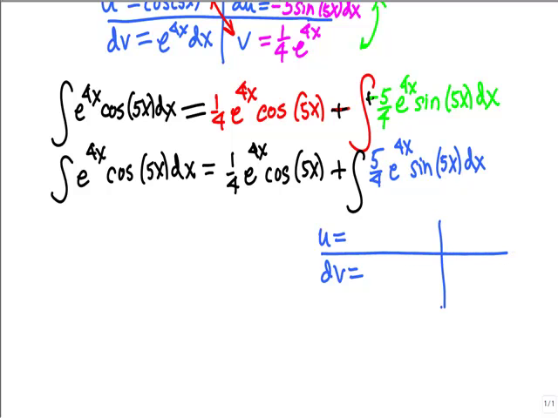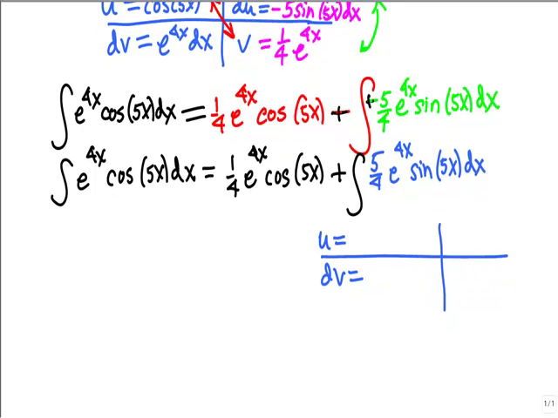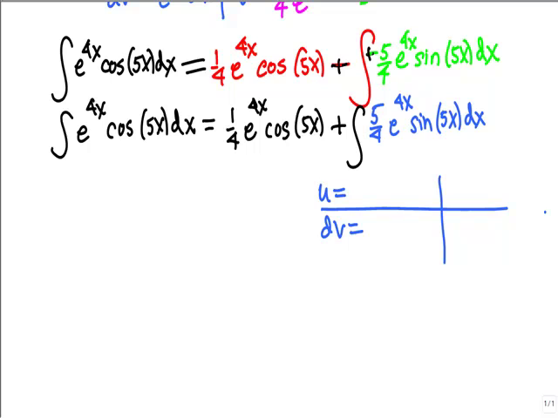So guess what, guys? Guess what u is going to be? Now this one is really important that you see this. Because I chose u up here to be trig, I have to make u be the same thing or else it would mess everything up. So u is going to be sine 5x and dv would be 5/4 e to the 4x dx.